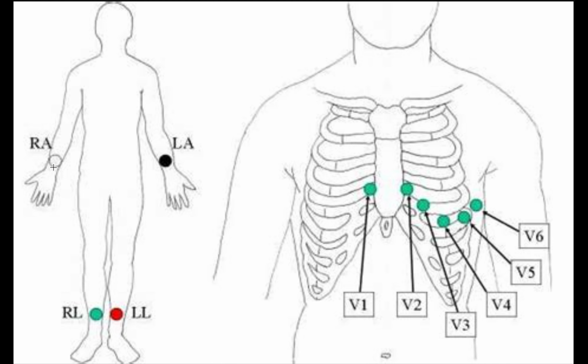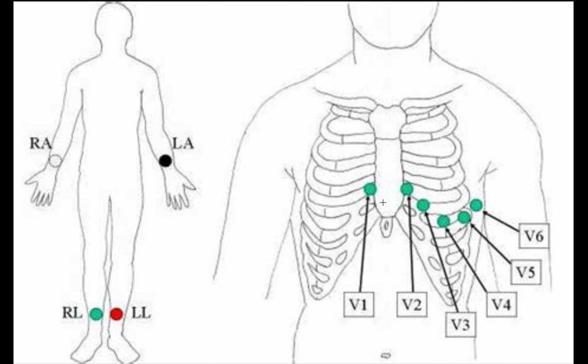So we have the right arm, the left arm, where we put these patches with the wire on them, and then we have the right leg and the left lower leg. These are called the limb leads. Reason why? They're on the limbs. Makes absolute sense. And then we have what's called the chest leads, because they're put on the chest. Sometimes these are also called the precordial leads. So we have V1, V2, V3, V4, V5, V6.